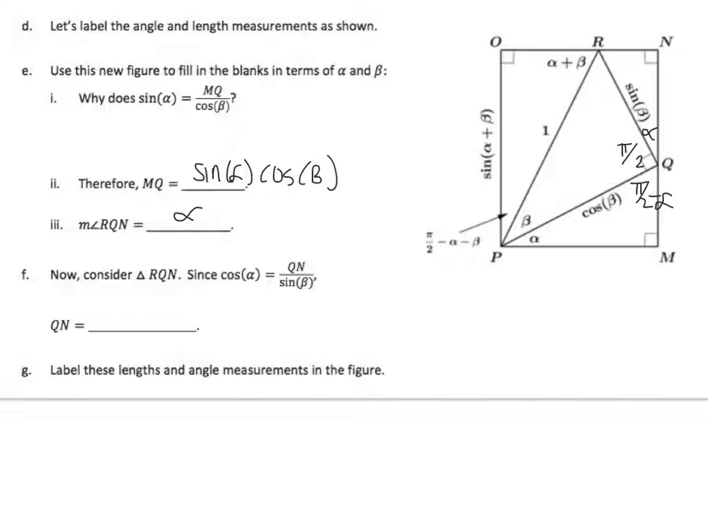We can say that QN equals cosine alpha sine beta. Label these lengths and angle measures in the figure. I think we have everything pretty much labeled. I can label that side. Hold on. That's awful. My pen's just not accurate enough. I just labeled these two sides. We solved that NQ is cosine alpha sine beta and MQ is sine alpha cosine beta. That's all that we've done.